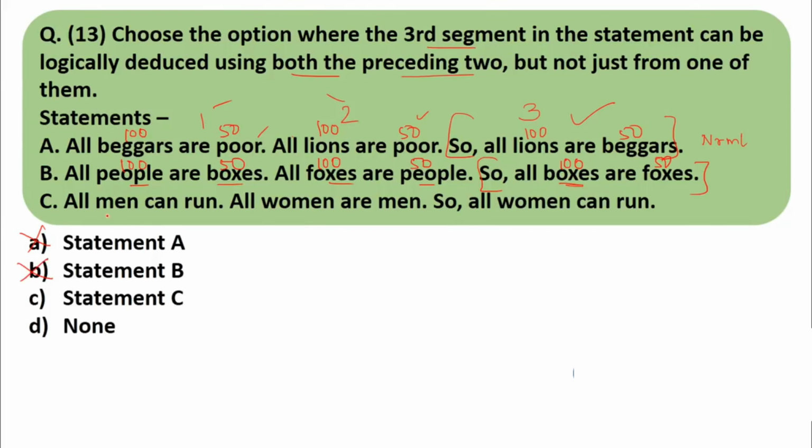Third one. All men 100 can run. Over here run is the second element. Okay. All women. All again means 100 and again 50. All women are men. This becomes 50. Again over here all. Distribute money 150. Okay. This is the conclusion. Two elements are women and run.